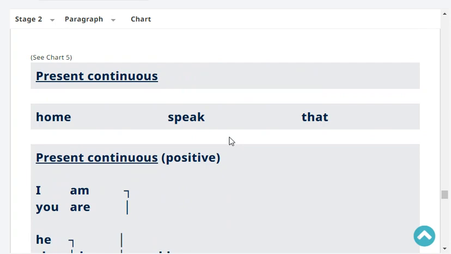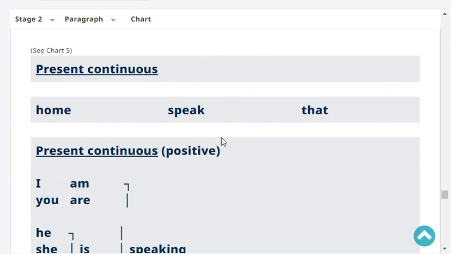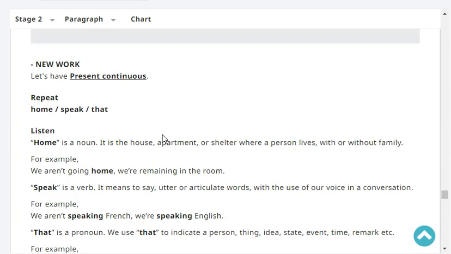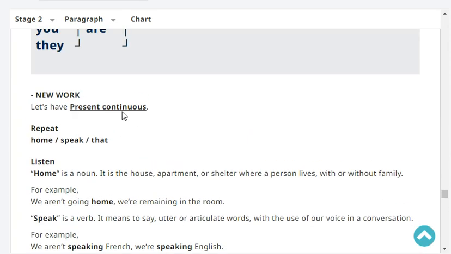So that's the end of our revision. Let's start present continuous, stage two, okay? Okay, so once again, let's talk about present continuous. Okay, repeat: home, speak, that. Very good. Okay, listen.